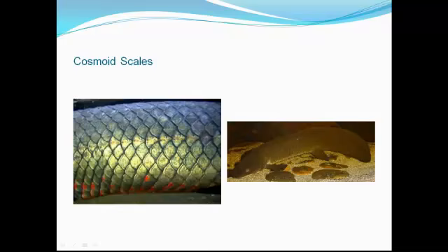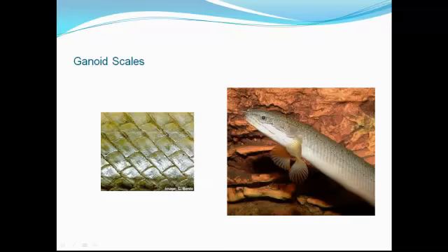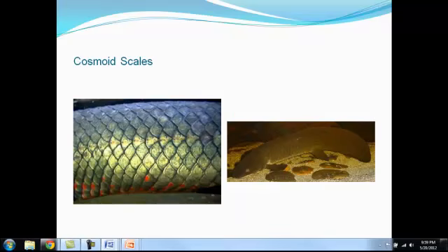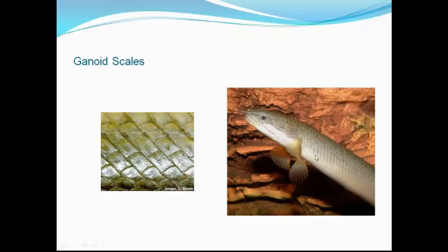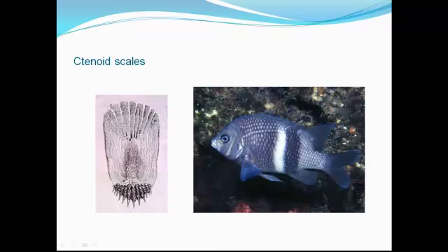Cosmoid scales are found in several ancient fishes, including some of the earliest lungfishes, and were probably derived from the fusion of placoid scales. Ganoid scales are very similar to cosmoid scales. Then we come to the next two, which are ctenoid scales and cycloid scales, which are common in the fish we see today.